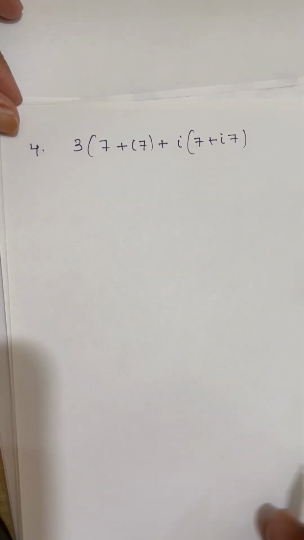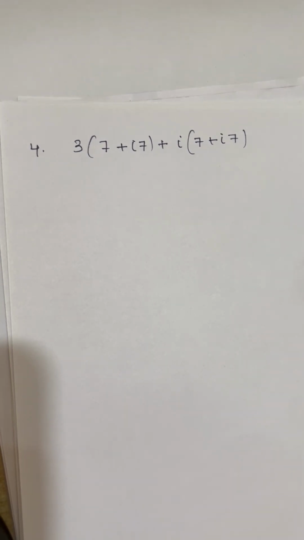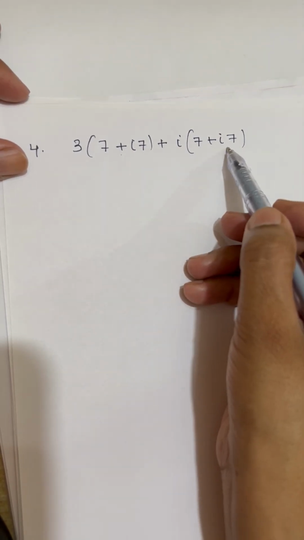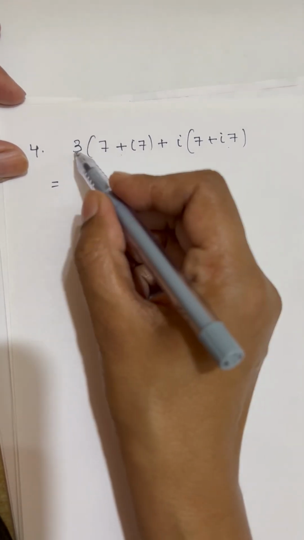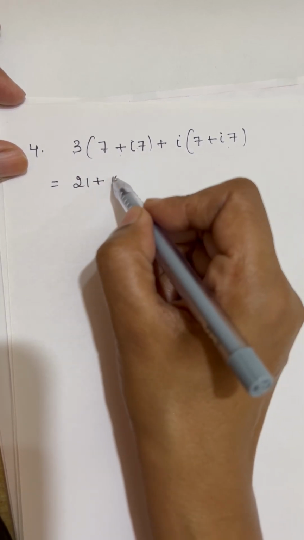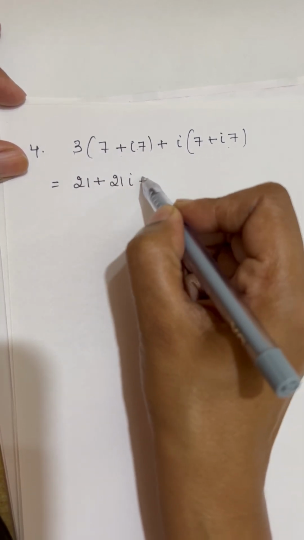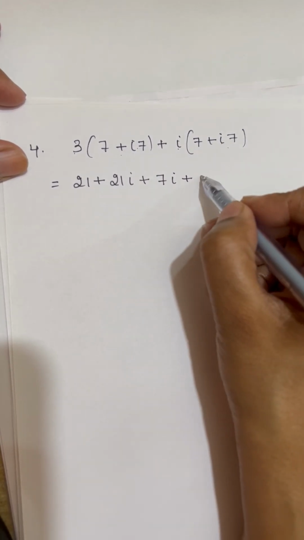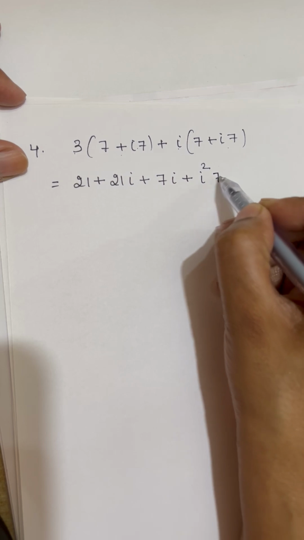Evaluate this. इसमें क्या है, there is no power of iota. इसमें क्या है, मल्टीप्लाई हो रही है. इसको 3 को इससे मल्टीप्लाई कर देना, आयोटा को इससे मल्टीप्लाई कर देना, सिंपली ब्रैकेट्स ओपन करनी है. सो 3 7s are 21, 3 7s are 21 into iota, 21 iota, 7 into iota, 7 iota, iota into iota, iota square into 7.